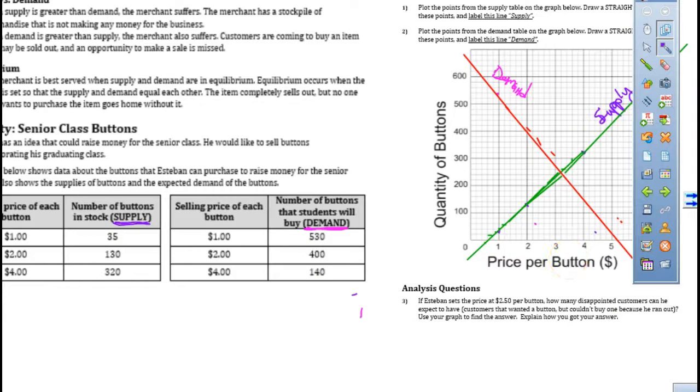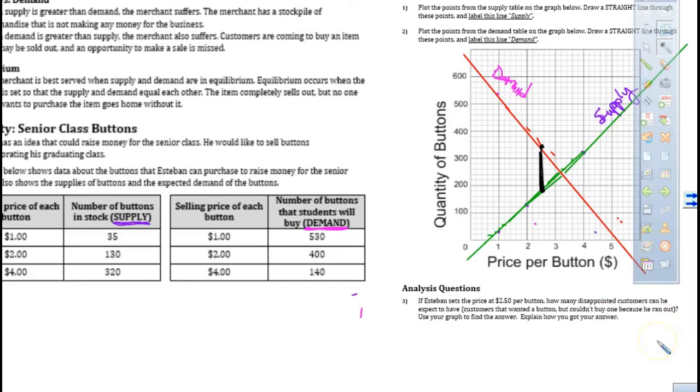What we're trying to look at is, where is that at a price of $2.50? What's the difference between this price and this one? That's what the question's asking. So how many buttons more if you go up to this or here? What's the difference in that? The question says, if he charges $2.50 a button, how many disappointed customers might he expect? Customers that wanted a button but couldn't buy one because he ran out, right?